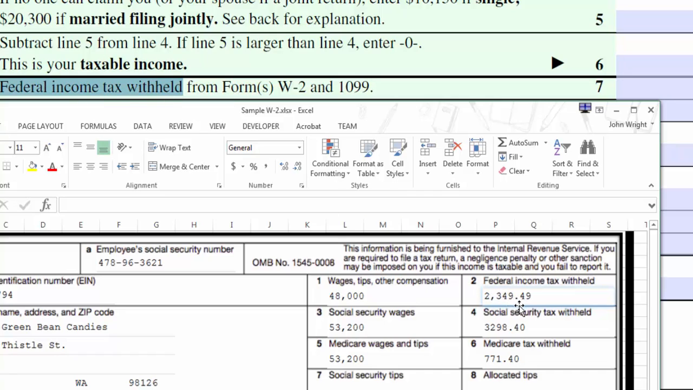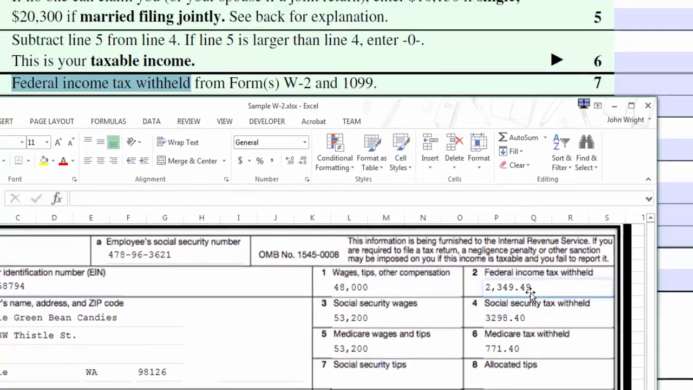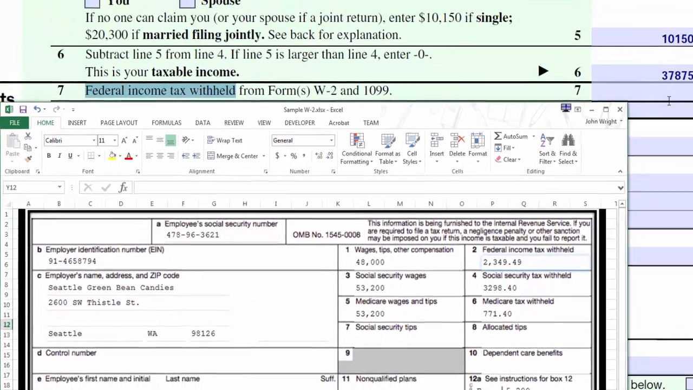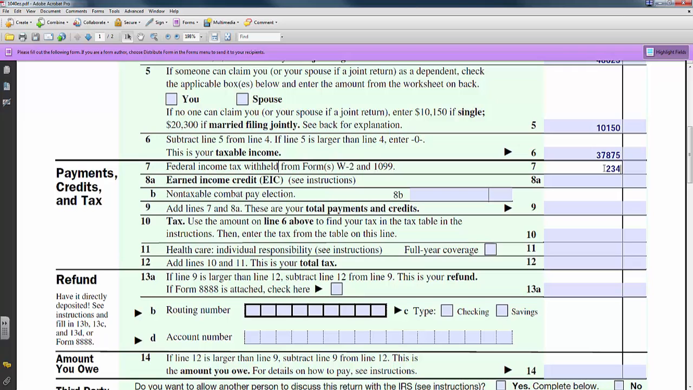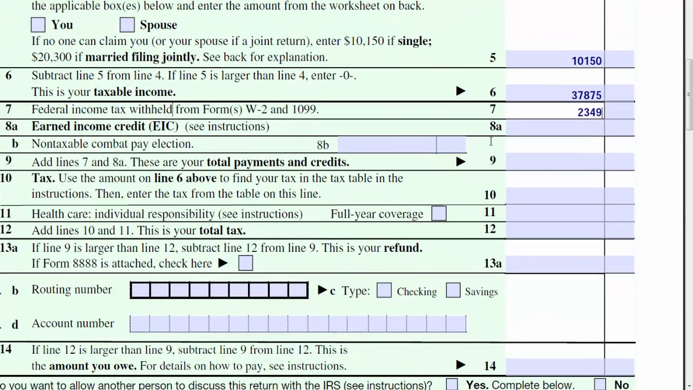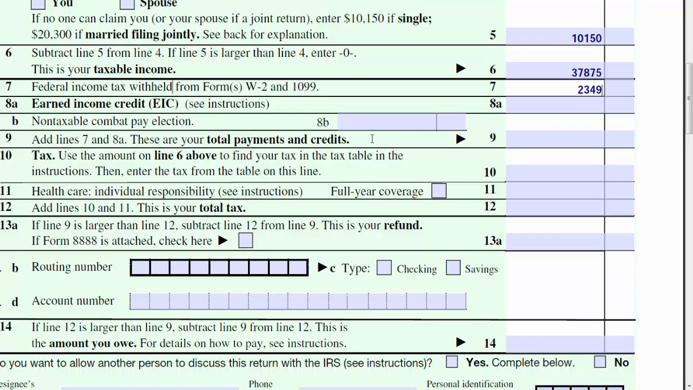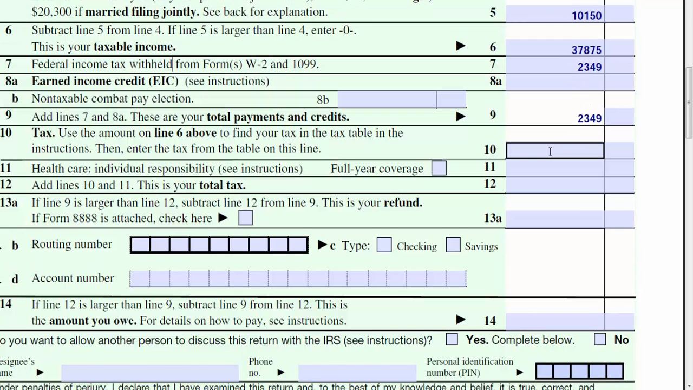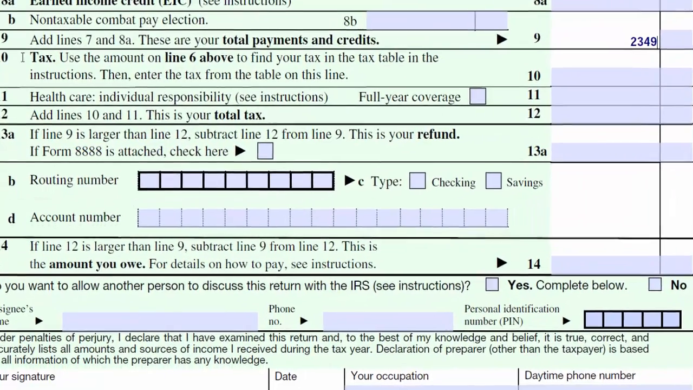Our federal income tax withheld is 2349.49, so we're going to just drop the 0.49 and put just the 2349, remembering that I said earlier we'll drop pennies and cents. Earned income credit, non-taxable combat pay, we're not doing anything with those in this case. His income is above this ability, and there's no reference to him being a soldier. In fact, he got paid by his Green Bean Company. All right, Line 7 and 8, if we add those up, that's like having a 0 plus 2349, so it just repeats.